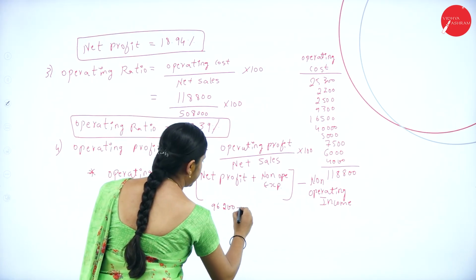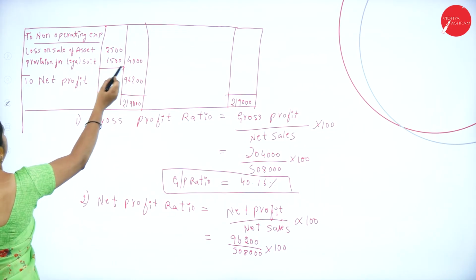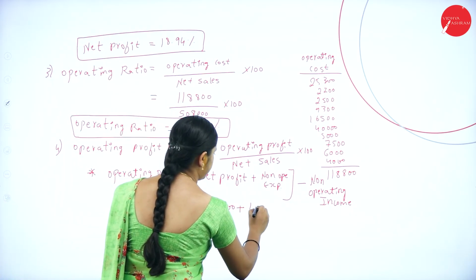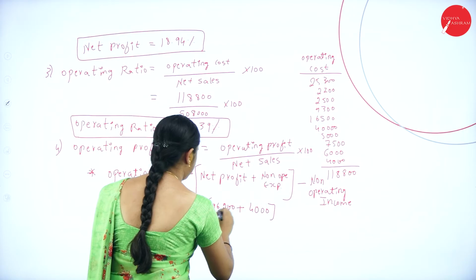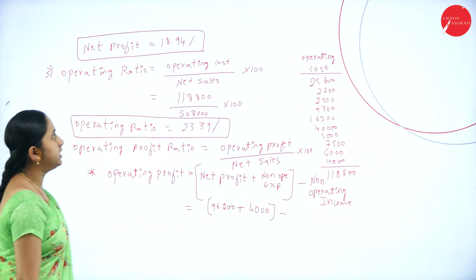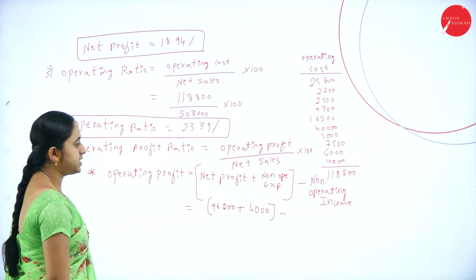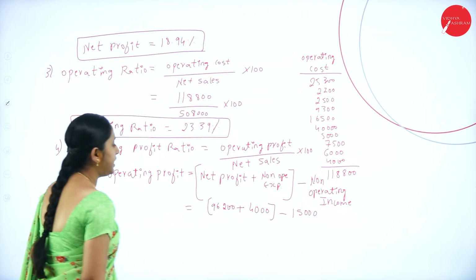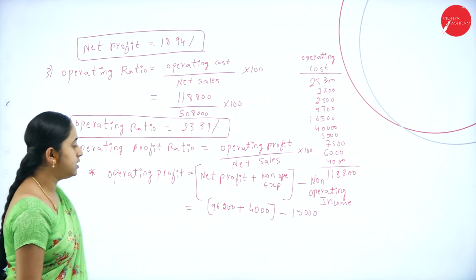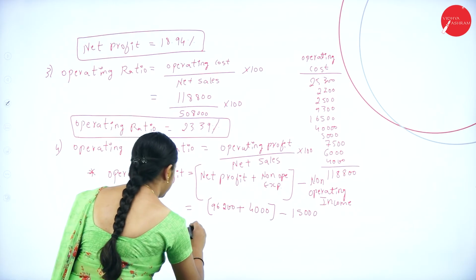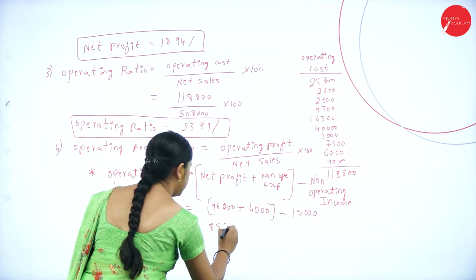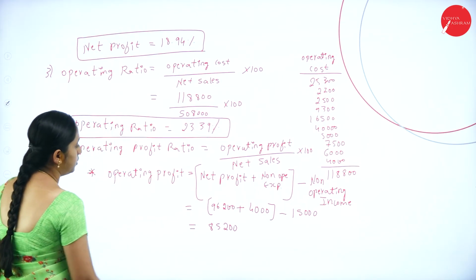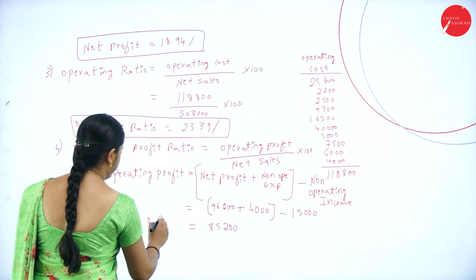For this, net profit is 96,200 plus non-operating expense. Total of non-operating expense 4,000, minus non-operating income. Total non-operating income is 15,000. 96,200 plus 4,000 minus 15,000 is equal to 85,200. Now we have operating profit.